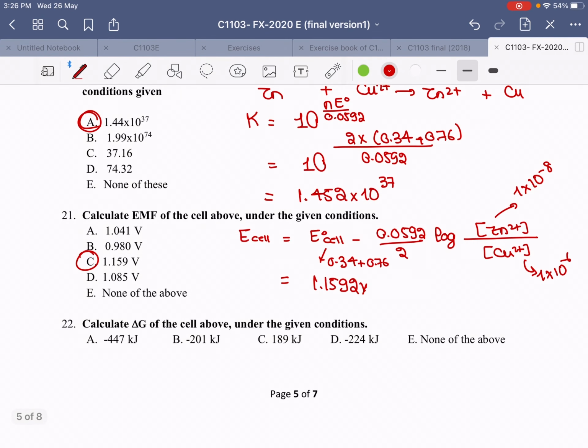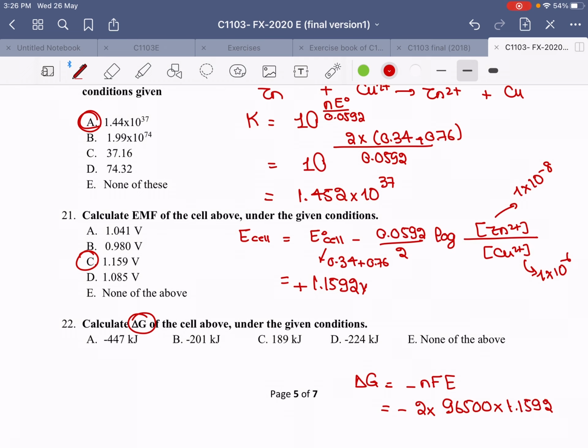Okay, good. Calculate delta G. And notice they said delta G, not delta G0. Delta G of the reaction: since this E is positive, this delta G must be negative. It is minus nFE, not E0. So minus 2 times Faraday's constant, 96500, times the E of the cell, which is 1.1592.